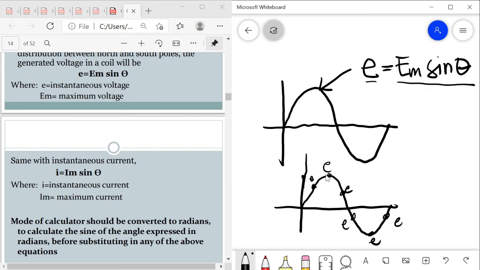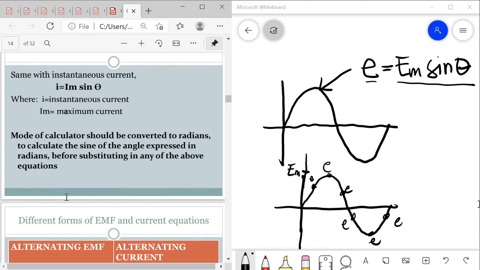Em, the value here, Em, and also the direction of your sine wave. So remember this formula, E is equal to Em sine theta. For instantaneous current, the same. Ang nagiba lang ay yung I is equal to Im sine theta. Small i is the instantaneous current. Im is the maximum current.